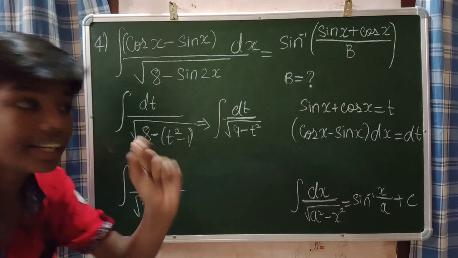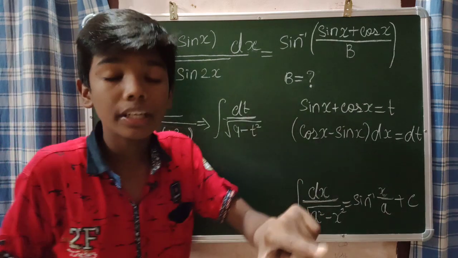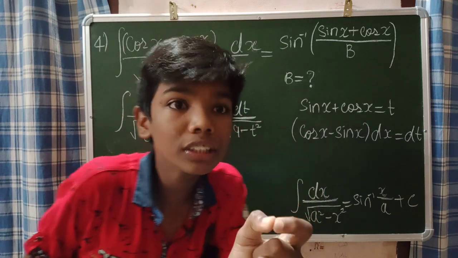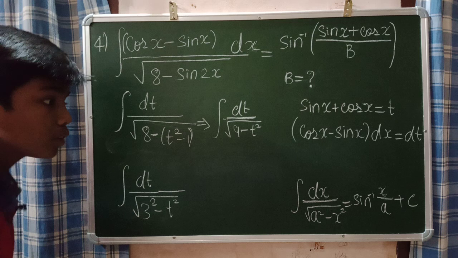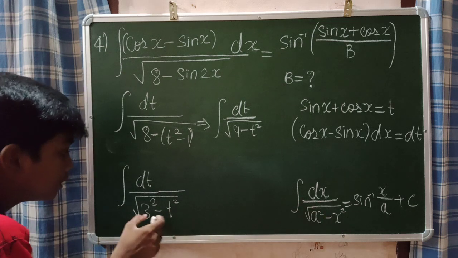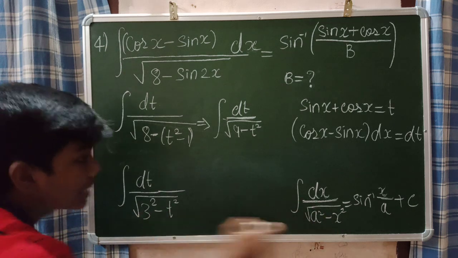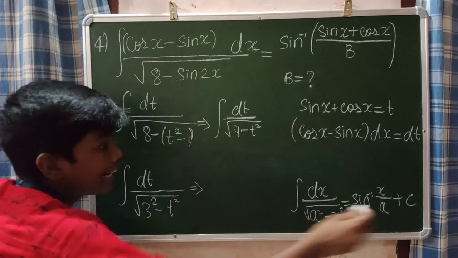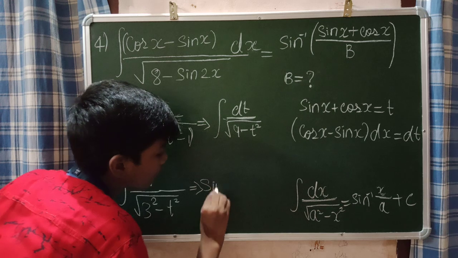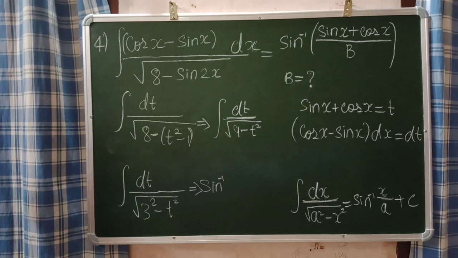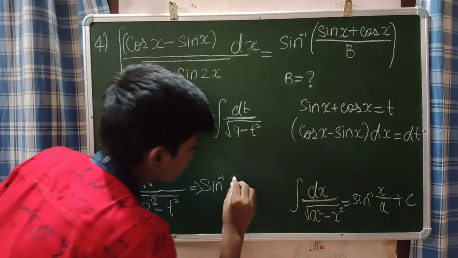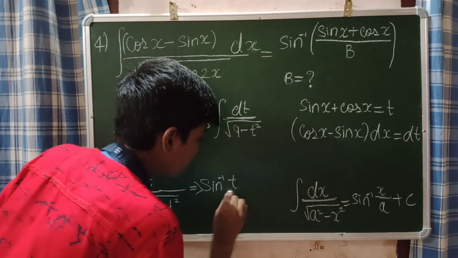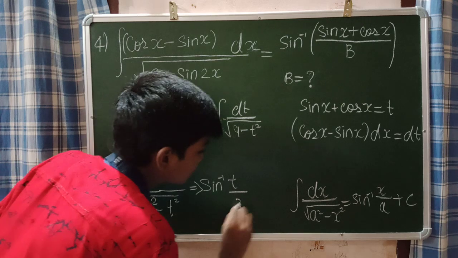This is a formula, children, in integration. So integration of dx divided by root of a square minus x square is equal to sine inverse of x by a plus some constant. So that is what I am going to use here, because it looks like this form, right? So 3 square is a square, and minus t square is minus x square. So that will be equal to sine inverse of x by a. What is x? That is t. So sine inverse of t divided by a, and what is a? 3, plus some constant.